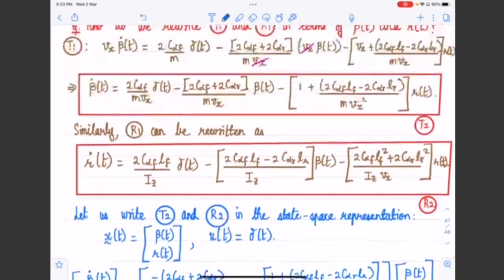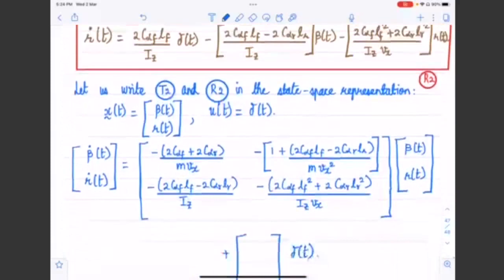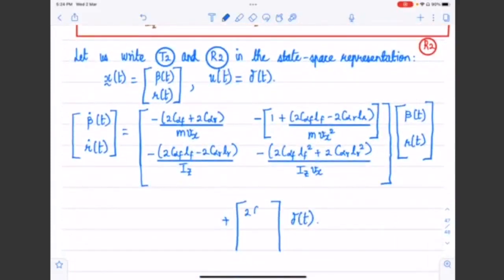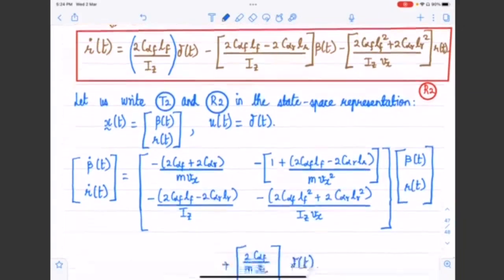So if you go to the first equation for beta dot, what is the coefficient that multiplies delta? It's 2C alpha f by m vx, right? It is this coefficient. Okay, so that's what we are going to write. 2C alpha f divided by m times vx. That is one coefficient. Then the coefficient that multiplies delta in r dot is going to be 2C alpha f lf by Iz. Okay, so that's the second one.